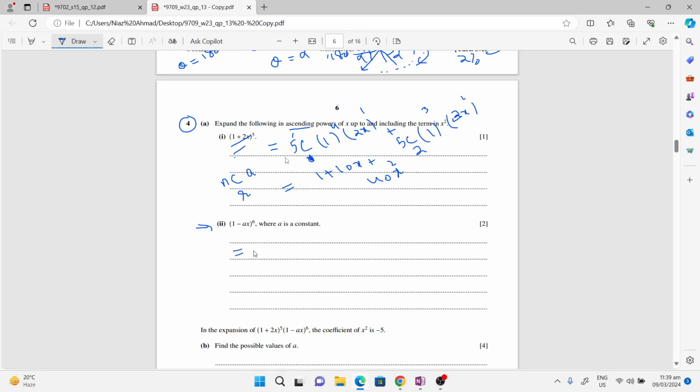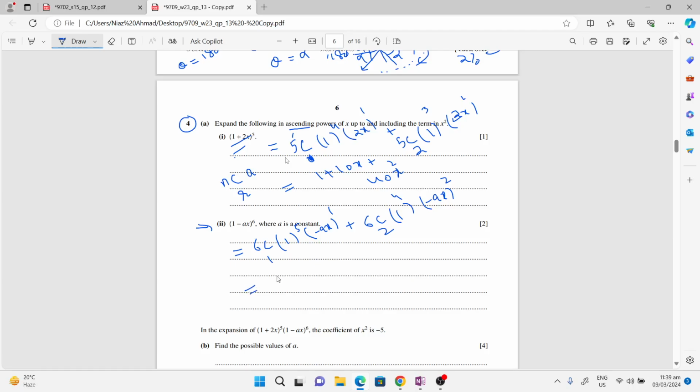It will be the same thing, the same formula. This is 6c1, 1 to the power 5, and then a negative ax. If it is negative ax, so it would be 1, and plus the second one would be 6c2. This is 6c2, 1 to the power 4, the difference 6 minus 2 is 4, and the next term is your minus ax to the power 2.